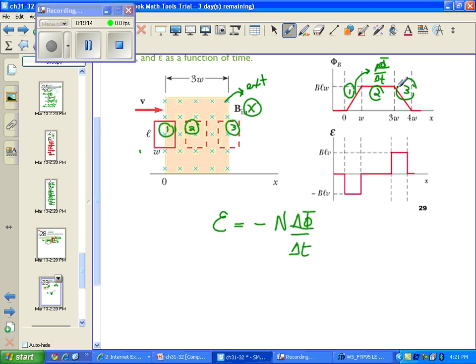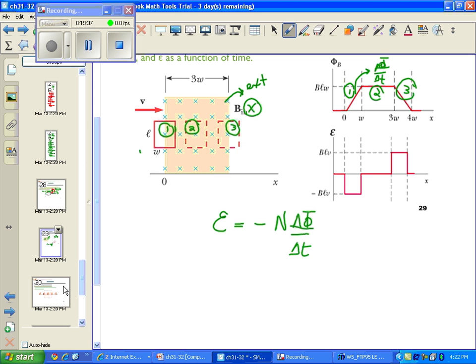So we've got 3. Our magnetic flux is now dropping off as this loop fully exits, and in this case, because the flux is dropping off, our EMF will be positive because of that negative sign, and once again we have an EMF because our magnetic flux is changing in time.